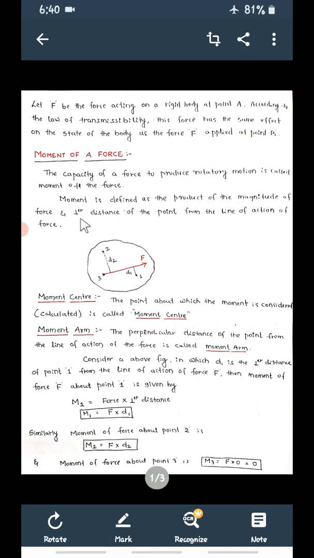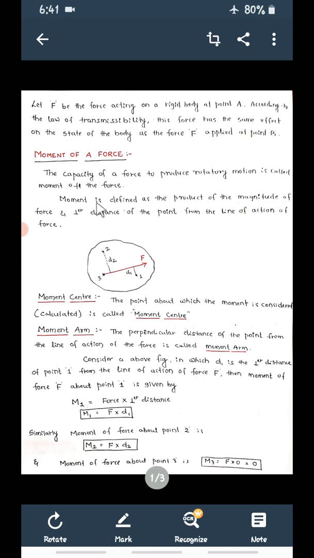Moment is defined as the product of the magnitude of the force and the perpendicular distance of the point from the line of action of the force. So to calculate moment, two things are required: the force and the perpendicular distance between the point and the line of action of the force. If there is no perpendicular distance, there will be no rotation, and the moment will be zero.